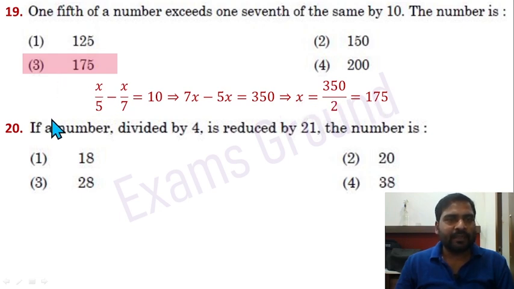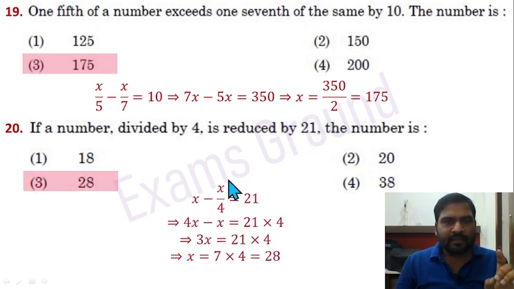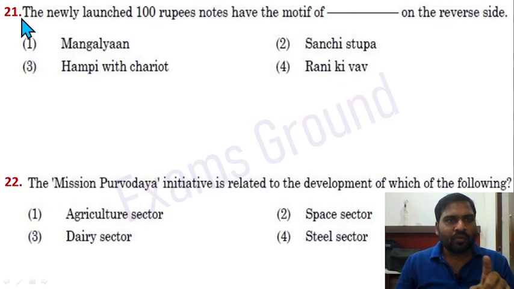Option 3 is correct. Question 20. If a number divided by 4 is reduced by 21, the number is. Let's say the number is x. Then x minus x by 4, that is x divided by 4, is reduced by 21. So x minus x by 4 equals 21. Solve it, then x is equal to 28. Option 3 is correct.